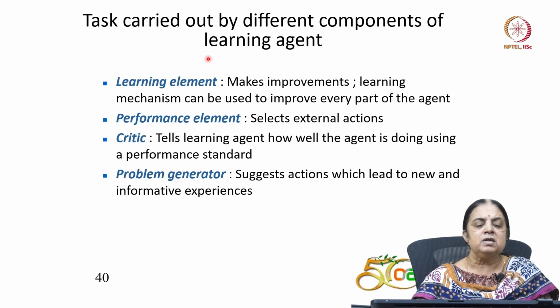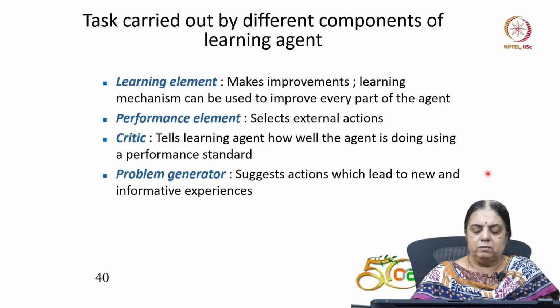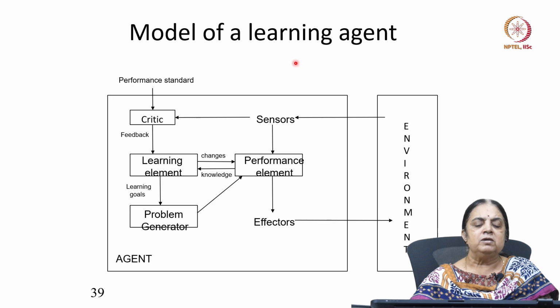Here we can see you have the learning agent which makes improvements. Learning mechanism can be used to improve every part of the agent. Then you have a performance element, which selects external actions. Critic tells the learning agent how well the agent is doing using a performance standard, and the problem generator suggests actions which may lead to new and informative experiences. So this is the model of a learning agent which is used nowadays as an agent.